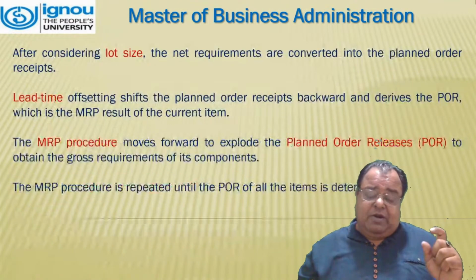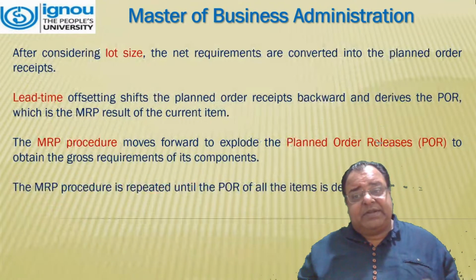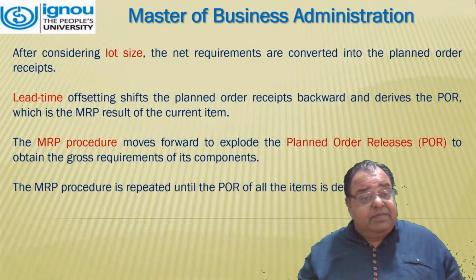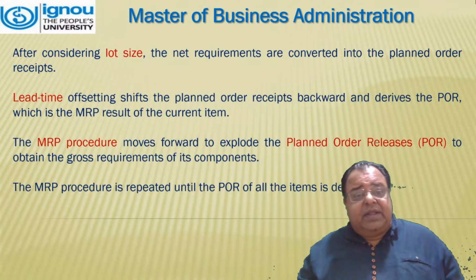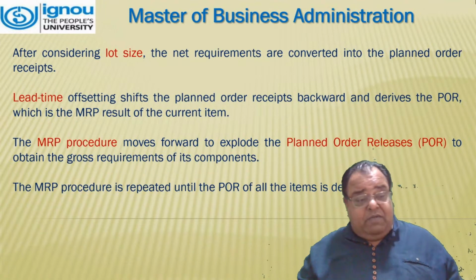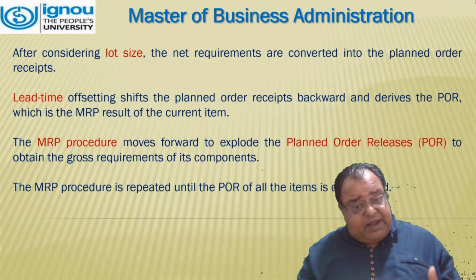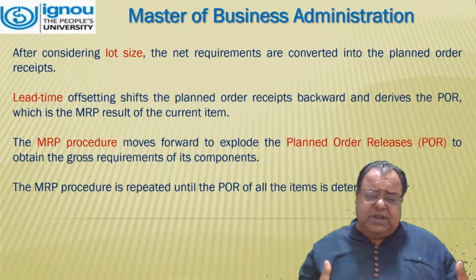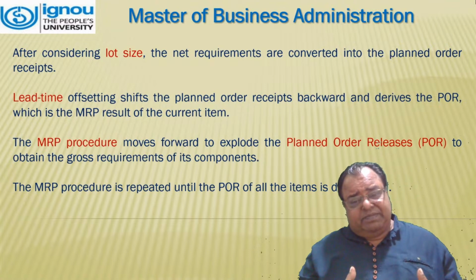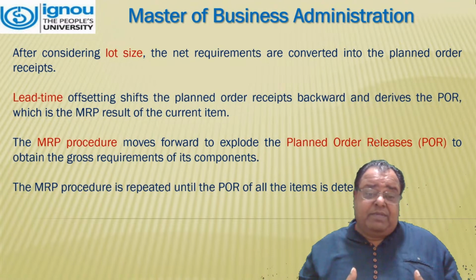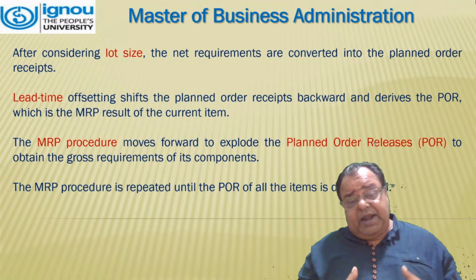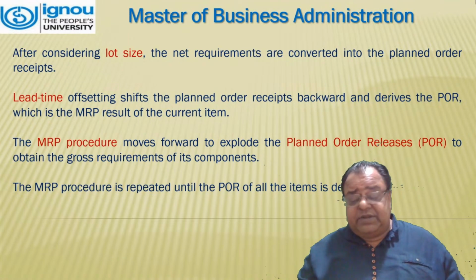After considering a lot size, the net requirements are converted into planned order receipts. Lead time offsetting shifts the planned order receipt backward and derives the POR, which is the MRP result of the current item. The MRP procedure moves forward to explode the planned order release to obtain the gross requirement of its components. The MRP procedure is repeated until the POR of all the items is determined.